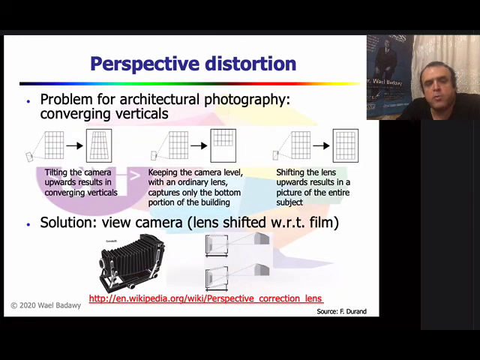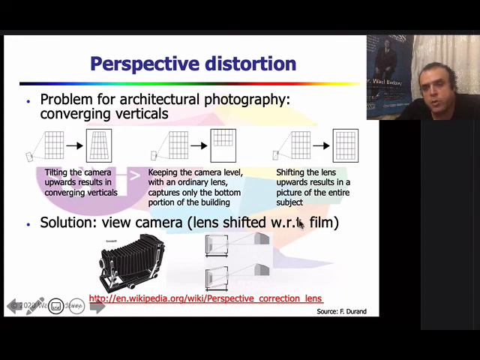So when you talk about the problem of perspective distortion of a building, you see here on the left hand side the building, and the top floors are much smaller. If you keep the camera parallel to the building, you will see the floors are more parallel. So the idea here is I will have a view camera where the camera itself can change the viewpoint horizontally, up and down.